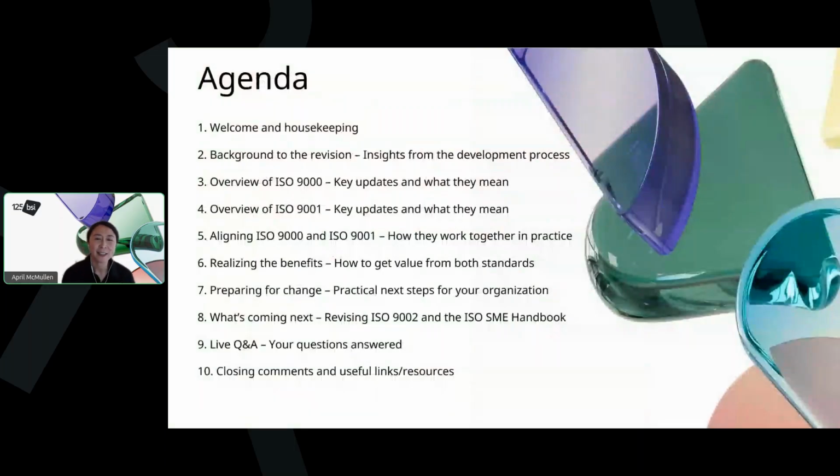Thanks. So today's session will cover the background to the revisions, the key updates to ISO 9000 and ISO 9001, and what these changes will mean in practice. We'll also look at how the two standards work together, how organisations can prepare for the updates, and also what's coming next for the ISO 9000 family. We've also allocated some time for a live Q&A as well.